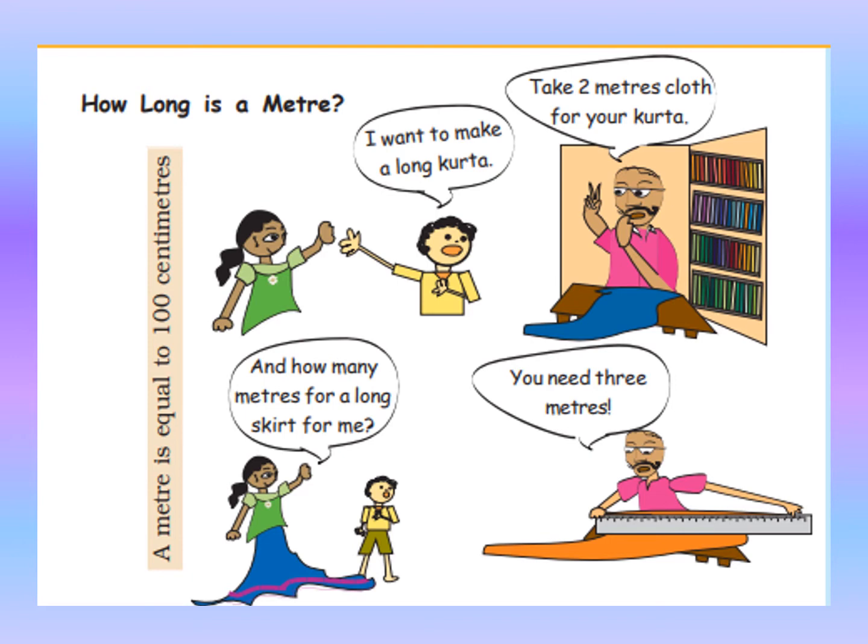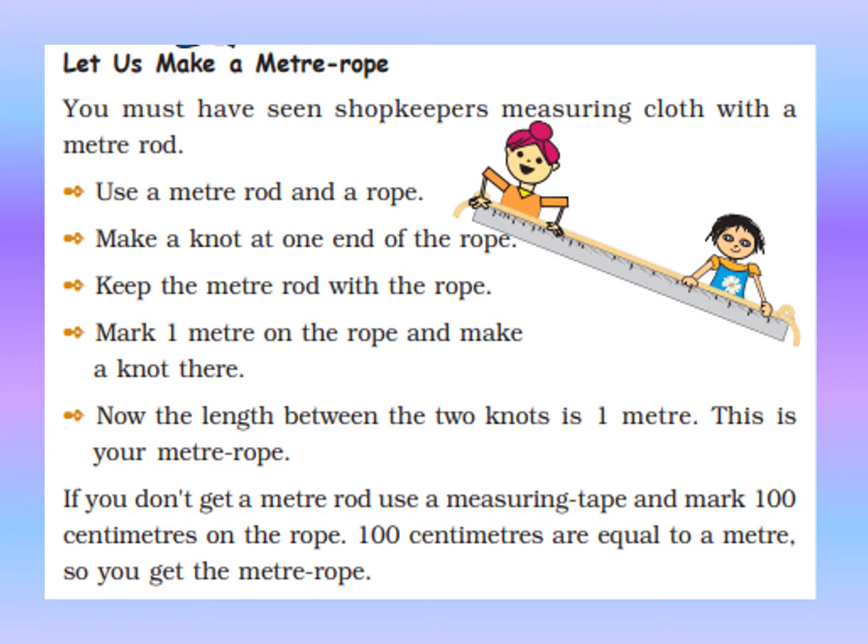Children, you must have gone with your parents to buy cloth or must have visited a tailor's shop. You must have heard the tailor say that you will need 2 meters of cloth for your kurta or maybe 3 meters for your skirt. How does the shopkeeper measure the length? He measures the length with a meter rod.